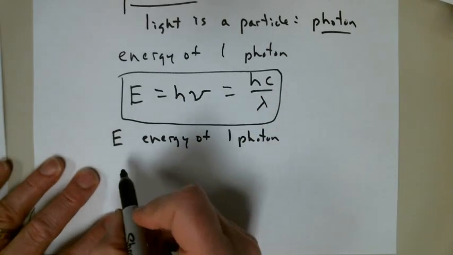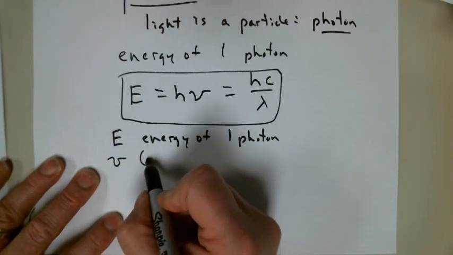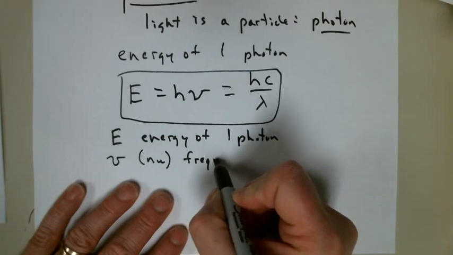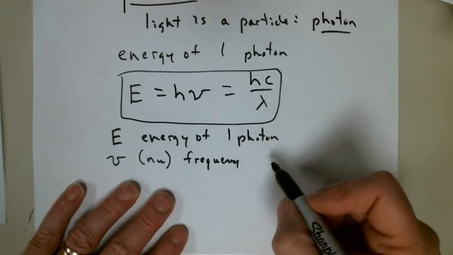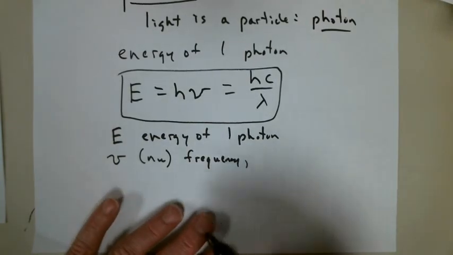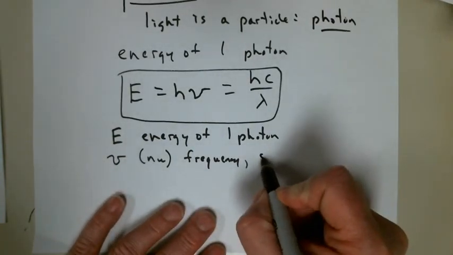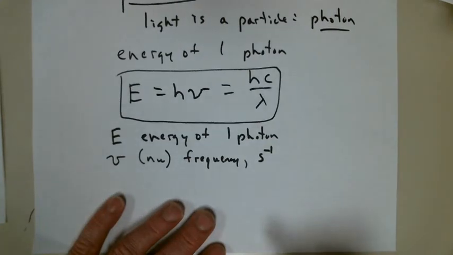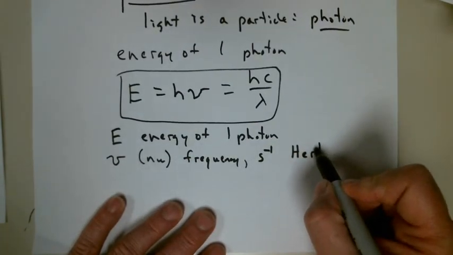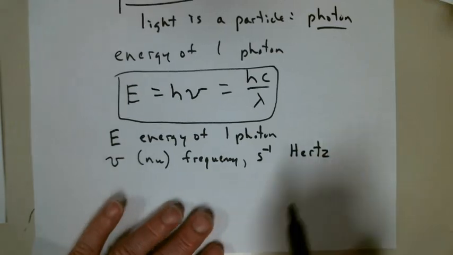Okay. Nu we already defined. That's the frequency. And that frequency is in per unit time, right? How many peaks pass by. And so it's per unit time is seconds to the minus 1. And we need to know those units. And then a second to the minus 1 is a hertz.